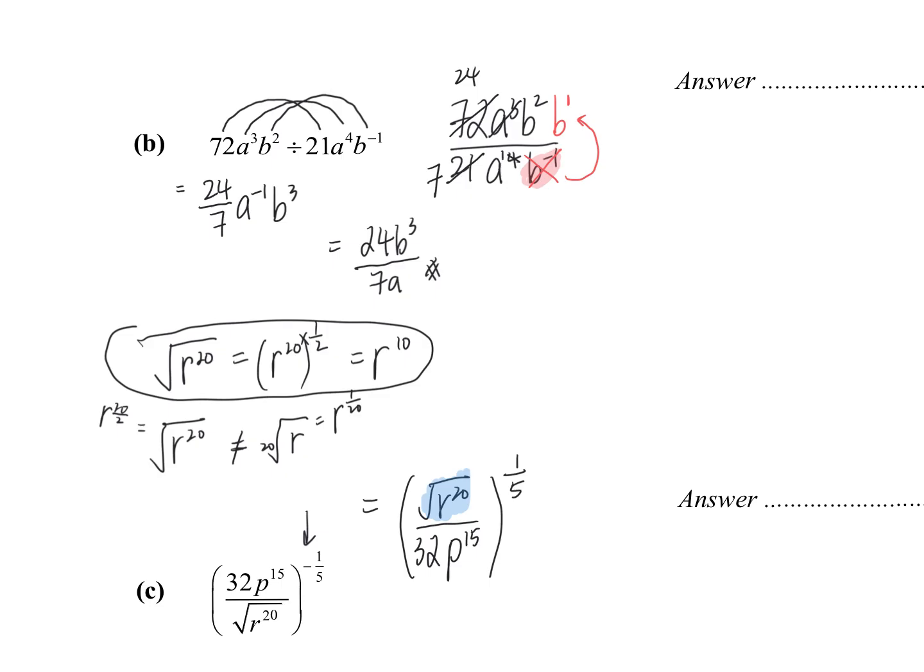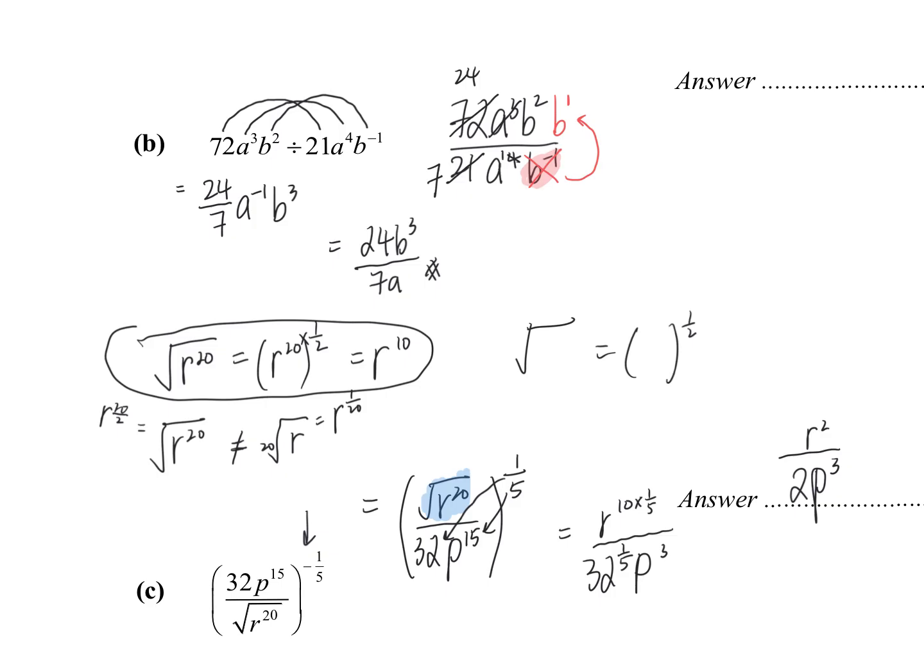I never remove, I change its form. Instead of writing it as square root, I write it as power half. Okay, so now I know this is R10, then I times the power 1/5. This one times the power 1/5. This one times the power 1/5. So in the end, you have R squared, 2, and P cubed. This one, if you are unsure, go and press calculator because 32 is 2 to the power of 5.